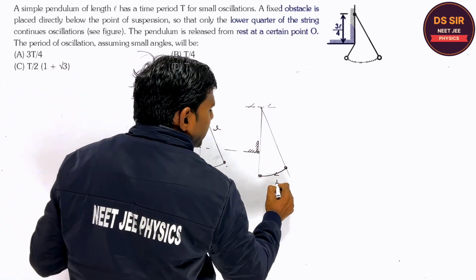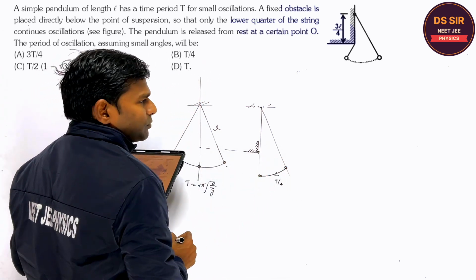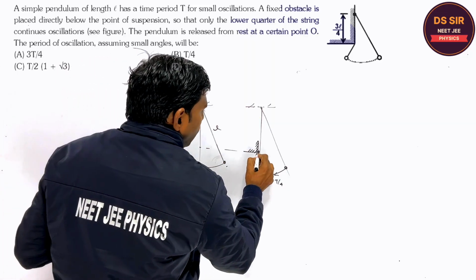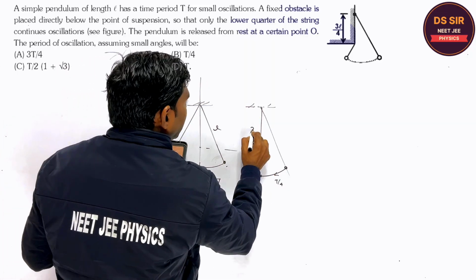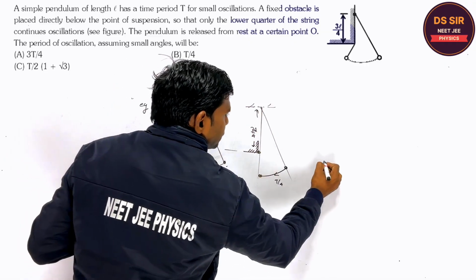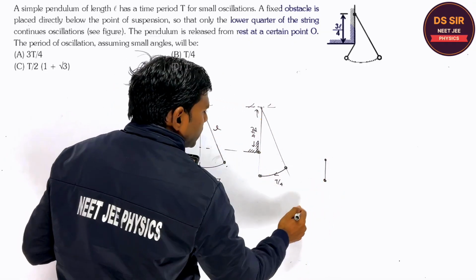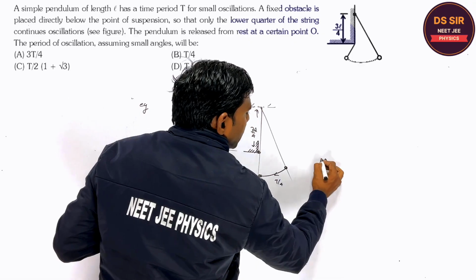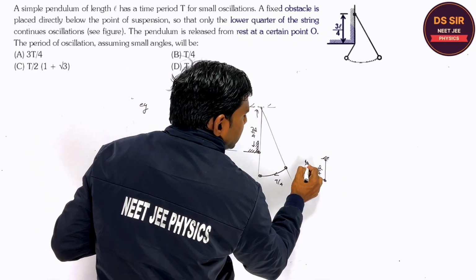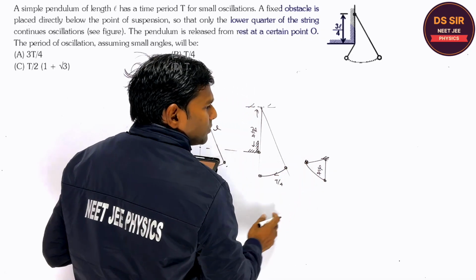So what is the time period? Say T by 4, where T is 2 pi root L upon g. Now this length is 3L by 4. So what is this length now? This length becomes L by 4. Are you getting or not? And it becomes the point of suspension. It oscillates like this.